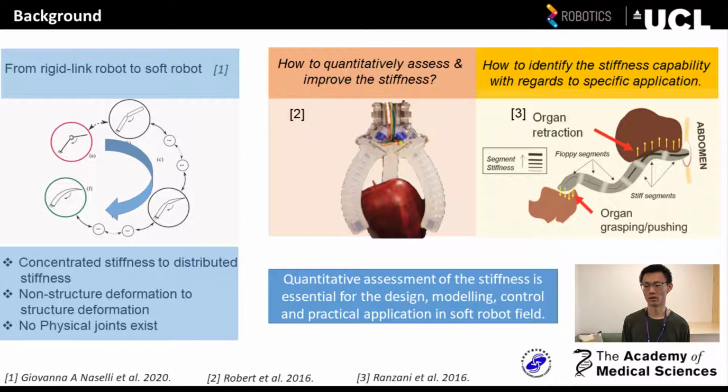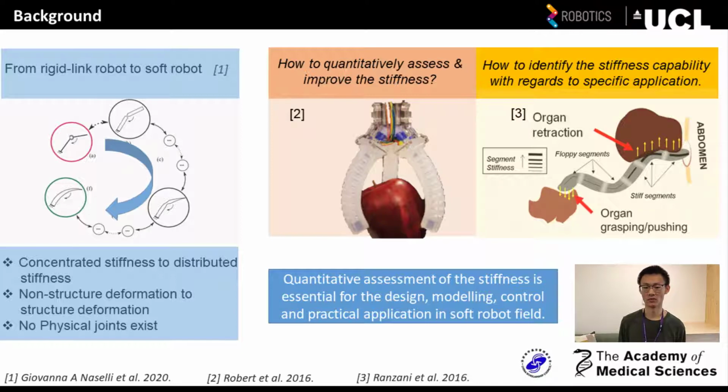Because of the high compliance, the main body of a soft robot usually undergoes relatively higher deformation. The physical joints also don't exist in soft continuum robots. All these changes make the stiffness analysis of a soft robot still a challenge. For the introduced softness, how to quantitatively assess and improve it, and how to identify the stiffness capability of a soft robot, is of paramount importance, not only for robot design and modeling, but for practical application.